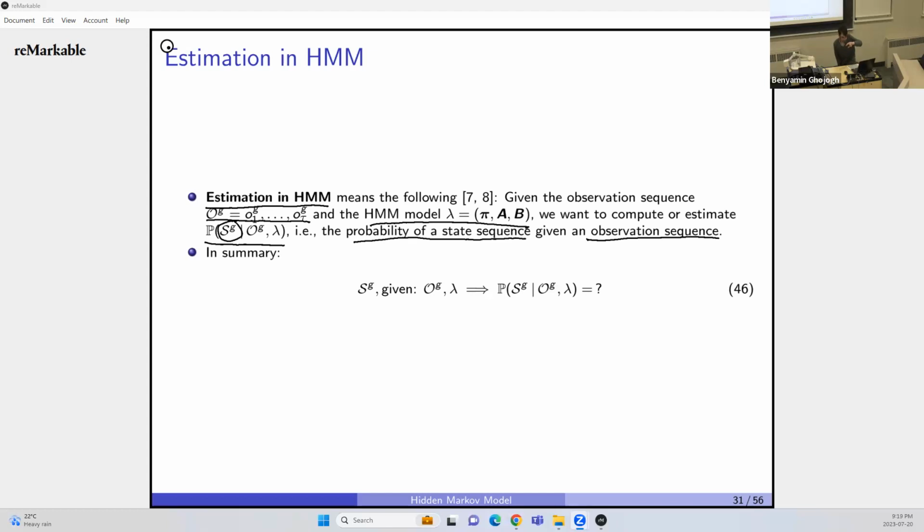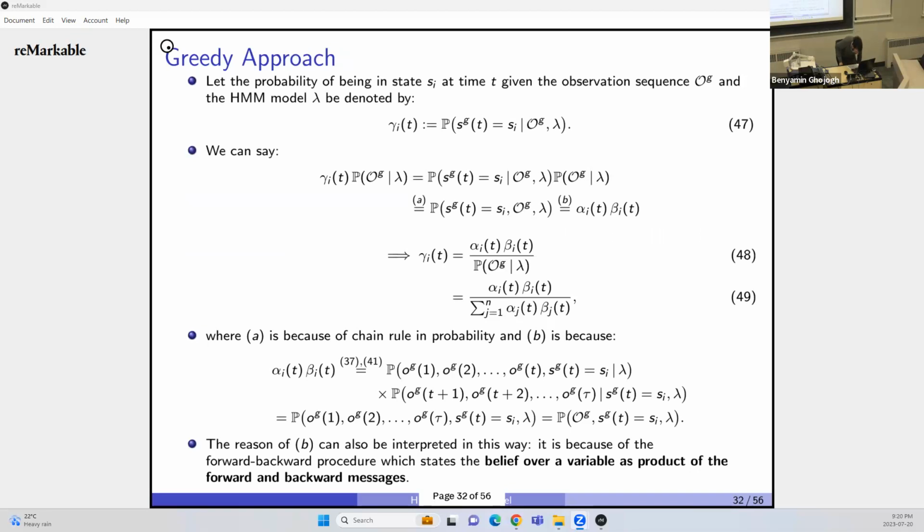Evaluation said, what is the probability of O? Now here we say, what is the probability of S given O, right? So this measures the probability of a state sequence. The evaluation measured the probability of an observation sequence. Okay. In other words, I have some observation sequence. What state sequence must have generated this? Let the probability of being in state Si at time t given the observation O and the hidden Markov model be this. So I'm denoting this probability as gamma i(t), right?